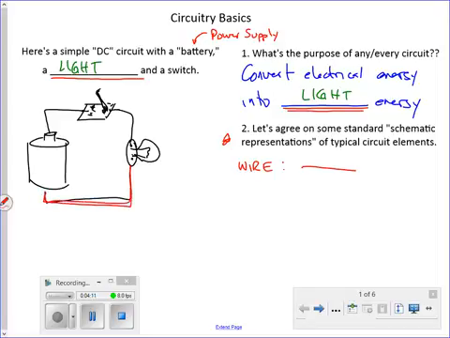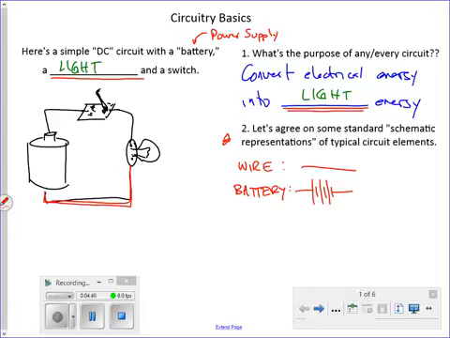Now, how about a battery? For a battery, we do this: some parallel lines centered on each other, but some are shorter than the others. This would be the wire leading into a battery, and the wire going out of a battery.